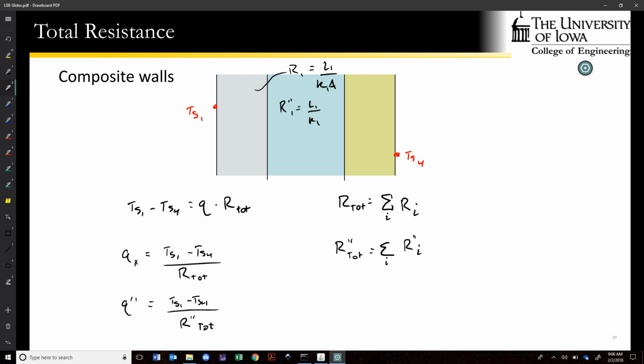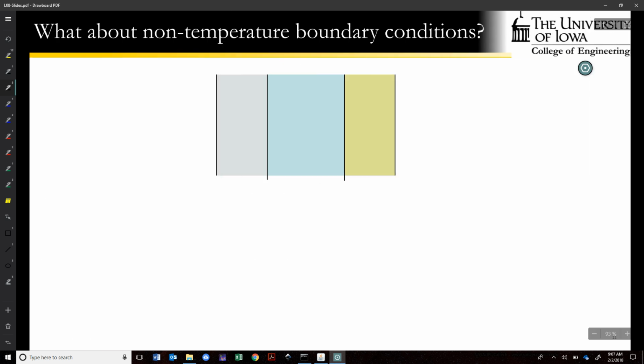Final note here, and then we will do an example. What if we have a non-constant temperature boundary condition? The idea is, we've said our temperature distribution is going to look something like this. We're going to have some surface temperature, so TS4. What if we don't actually know the values of TS1 and TS4?